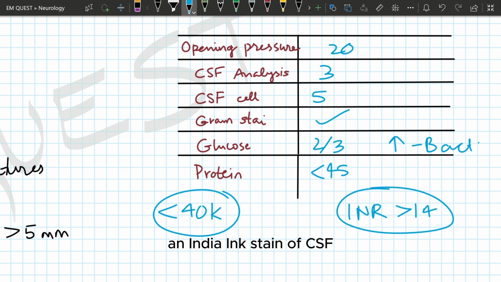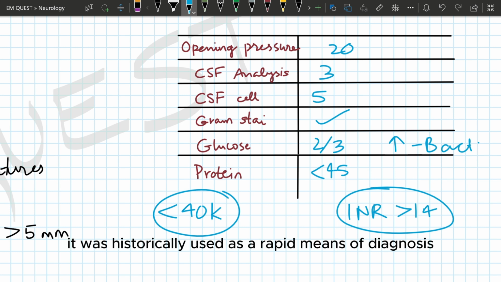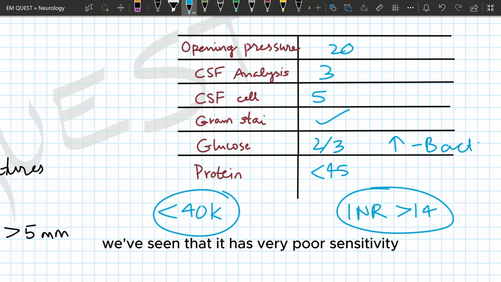An India ink stain of CSF was often used to diagnose Cryptococcus meningitis. It was historically used as a rapid means of diagnosis, but recently we've seen that it has very poor sensitivity, especially in non-AIDS patients. So we can do a cryptococcal antigen testing if we're suspecting a cryptococcal infection. We can send for acid-fast bacilli staining if we're suspecting tuberculous meningitis, but again this also has poor sensitivity.